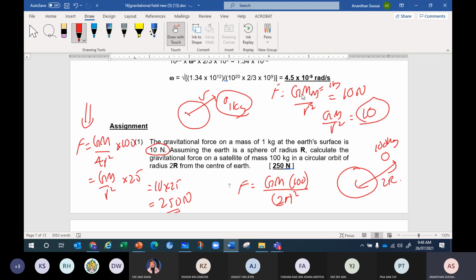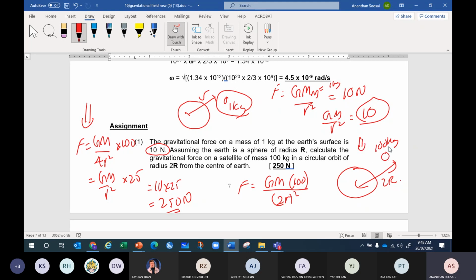So according to the first data, GMm over r squared should equal 10 Newton. The small mass is the test mass of 1 kilogram, so you put the small mass as 1. So GM over r squared is found to be 10. Okay, that's the first story. GM over r squared is 10.